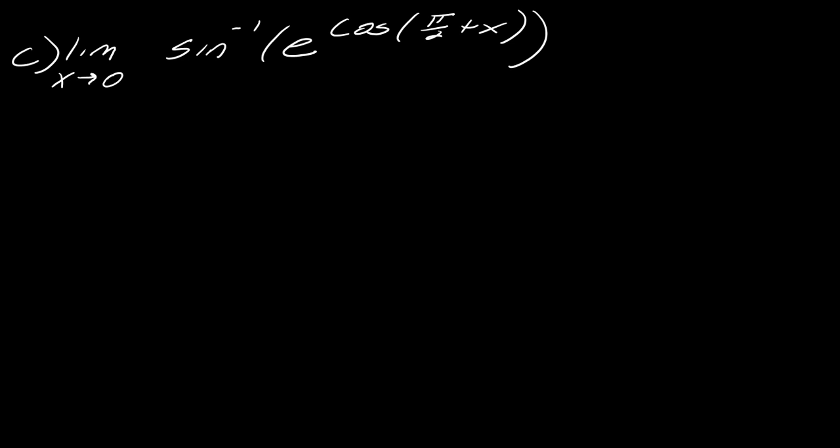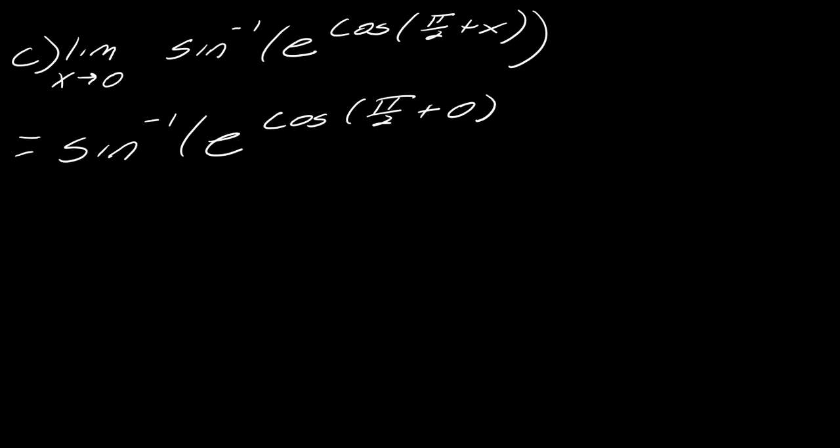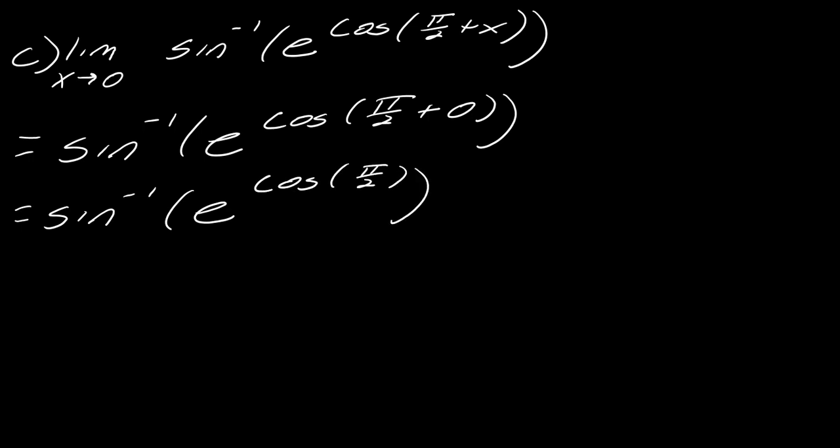Okay, for this last one, this is one more where we've got to just examine this. I've got the inverse sine of e to the cosine of pi over 2 plus x, and I need to take the limit as x approaches 0. Once again, these are all continuous functions, at least at 0, right? As long as you're continuous at 0, you're good to go here. So this is going to be just plugging in that 0, and now we're just going to work our way out. So this one's going to be e to the cosine of pi over 2, which is 0. So this will now be e to the 0, and e to the 0 is 1.